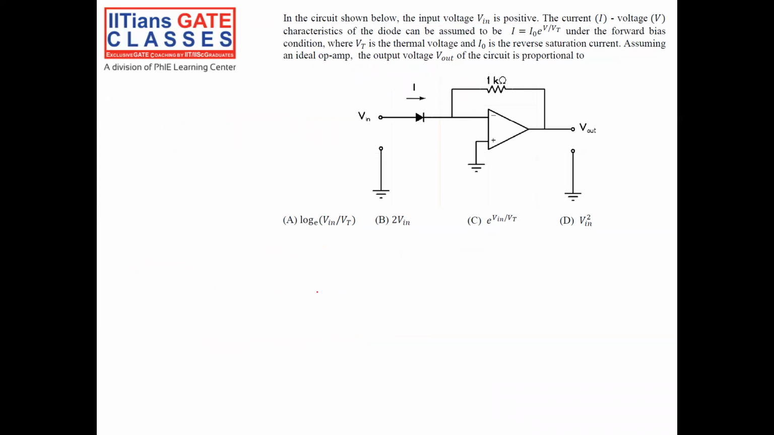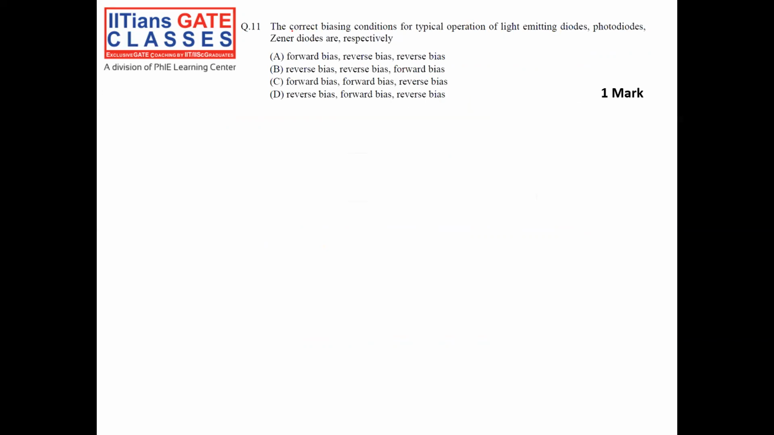Let us see the next question. In the circuit shown below, the correct biasing condition for typical operation of LED, light emitting diode, photodiode, and zener diode. You know this, we already know, but let me tell you a little briefly.